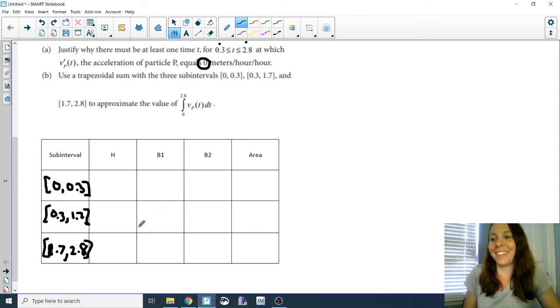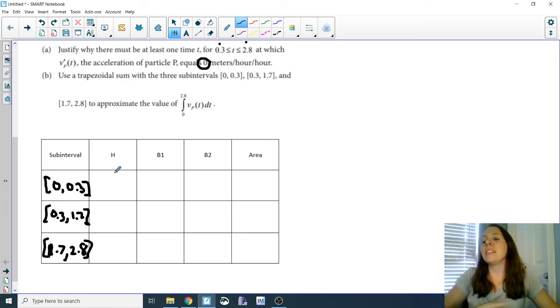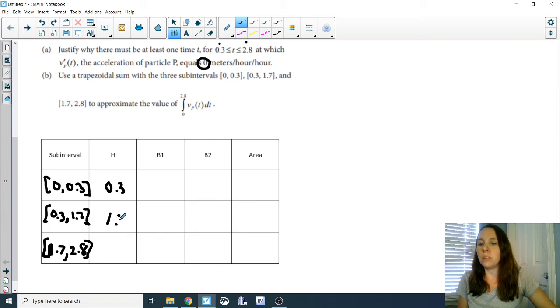That'd be great. All right, now the length of the subinterval gives you the height of each trapezoid. So the first one's nice and easy. The length of the subinterval is 0.3. That's the height of the trapezoid. The next one, 1.7 minus 0.3 gives us a width of the subinterval of 1.4, which again is also the height of the trapezoid. And finally, 2.8 minus 1.7, what's that, 1.1? That's the height of the third trapezoid.